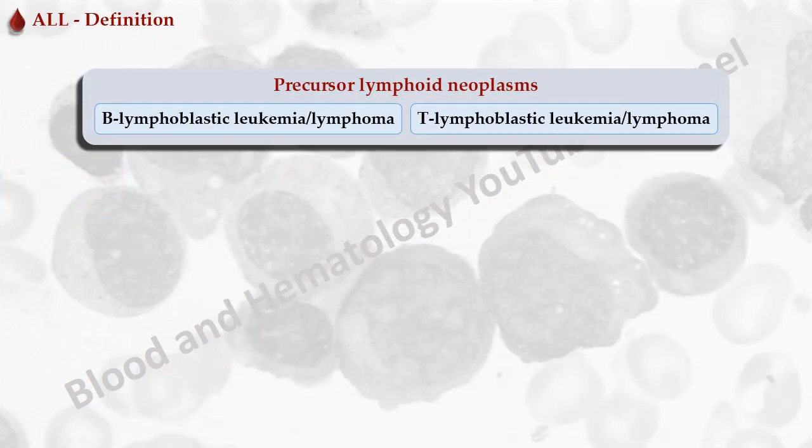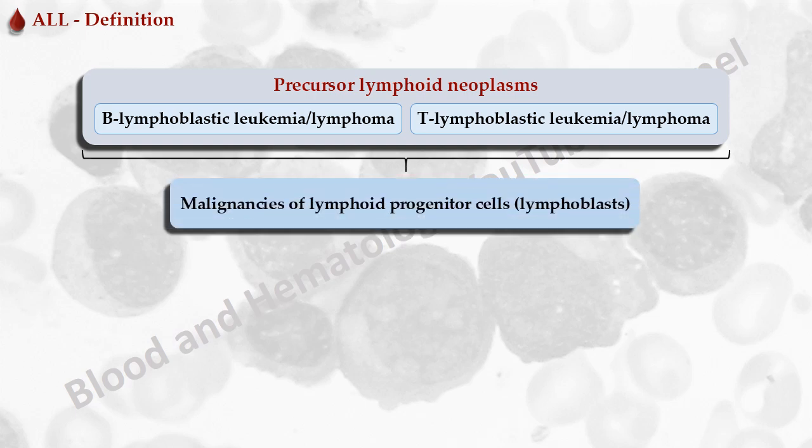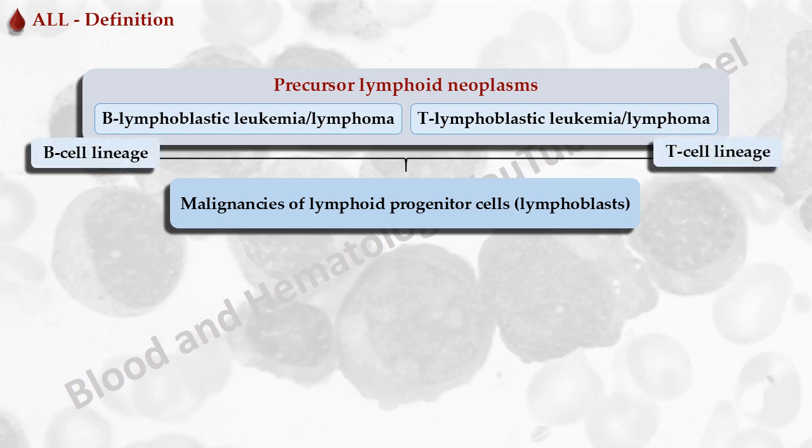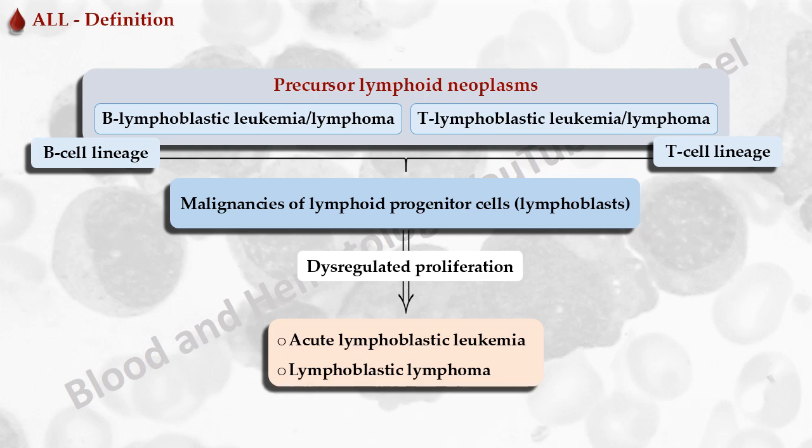The precursor lymphoid neoplasms, B lymphoblastic leukemia/lymphoma and T lymphoblastic leukemia/lymphoma, comprise malignancies of lymphoid progenitor cells committed to B-cell and T-cell lineage respectively. These neoplastic lymphoid progenitor cells are referred to as lymphoblasts, and the diseases resulting from their dysregulated proliferation are termed acute lymphoblastic leukemia and lymphoblastic lymphoma.